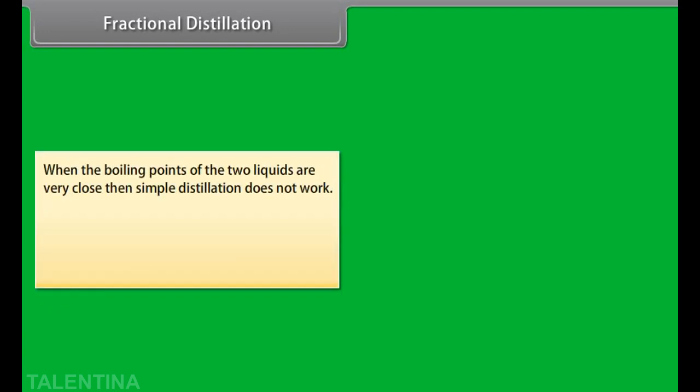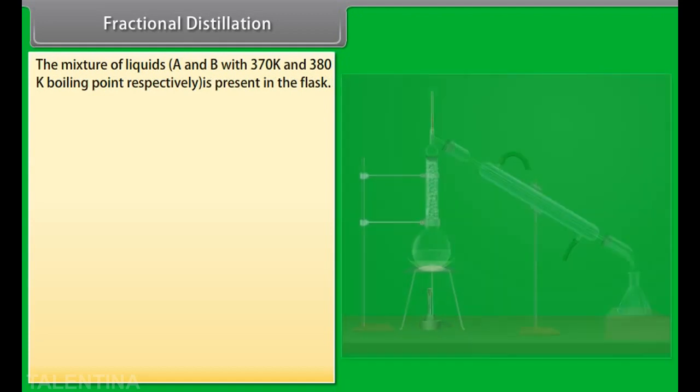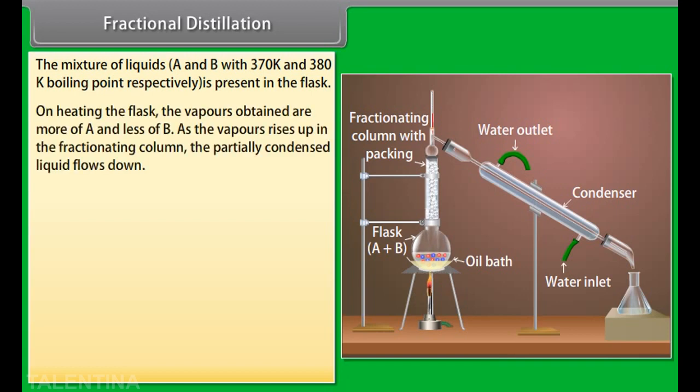Fractional distillation. When the boiling points of the two liquids are very close, then simple distillation does not work. In that case, a fractionating column is used, which is a long tube that provides obstructions to the passage of the vapors upwards and to the passage of liquid downwards. The mixture of liquids A and B with 370 Kelvin and 380 Kelvin boiling points, respectively, is present in the flask. On heating the flask, the vapors obtained are more of A and less of B.